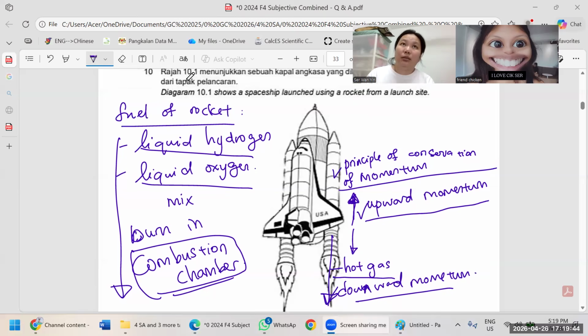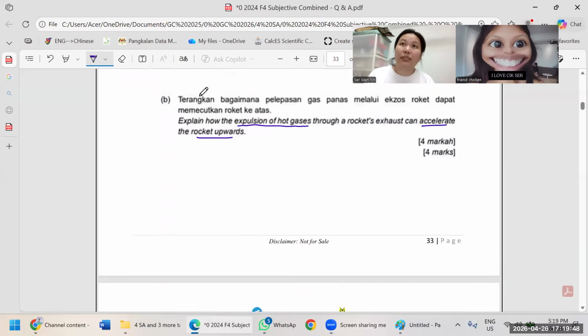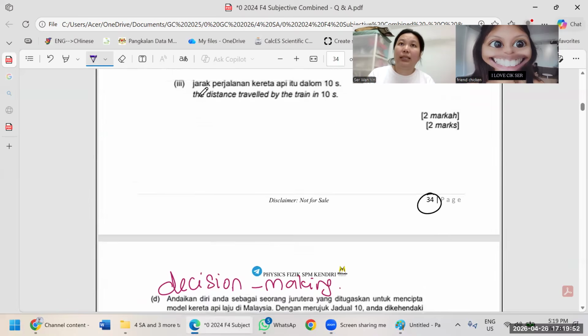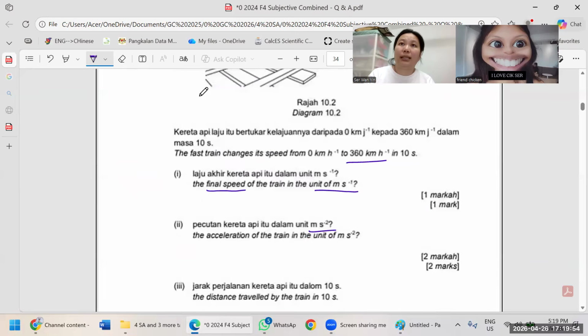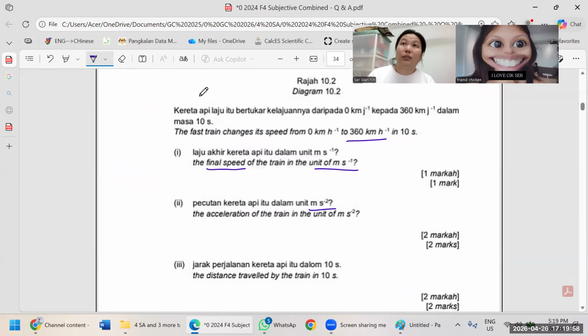Yeah. Normally number 10, yes, you need to draw a table. This is a 4-mark question. Then like this one. See, you see kilometer per hour in 10 seconds. Obviously, this is an SI unit, this is not.